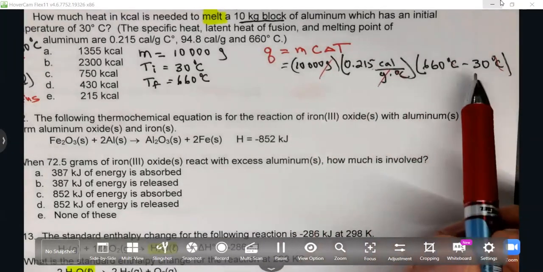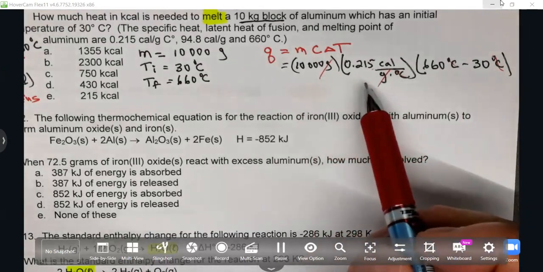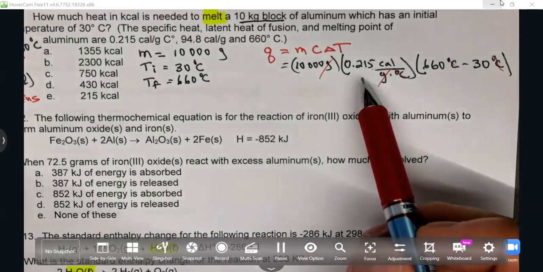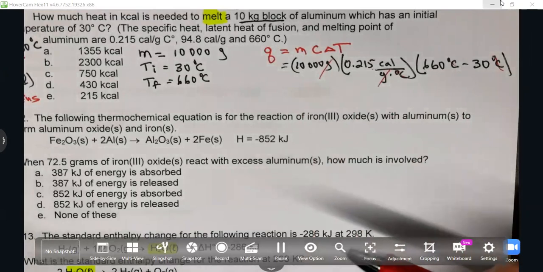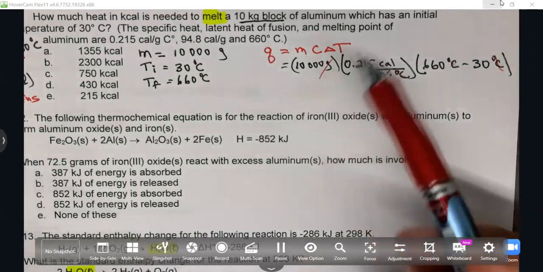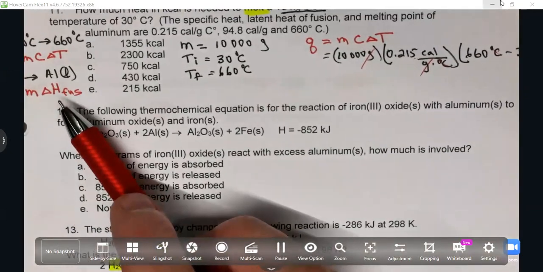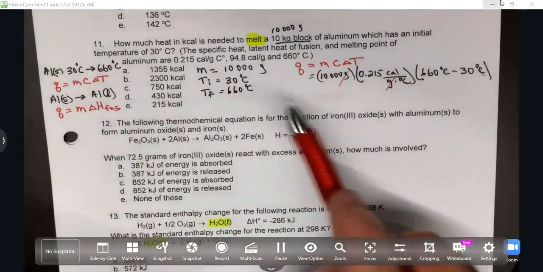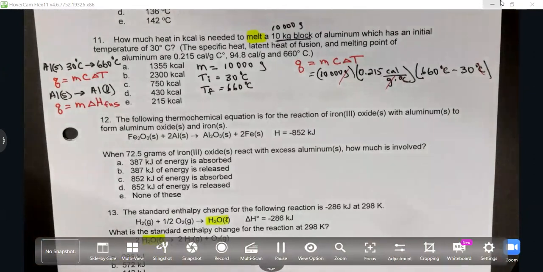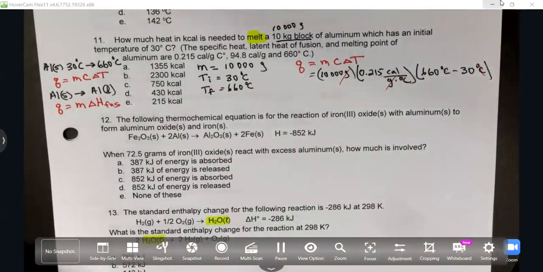So if you write your units down, it sure does make life easier to know you have the correct units. So this is your first calculation, but you also have to calculate your mass times your enthalpy of fusion to finish this. And then add them up, right? Because there are two things you have to do.